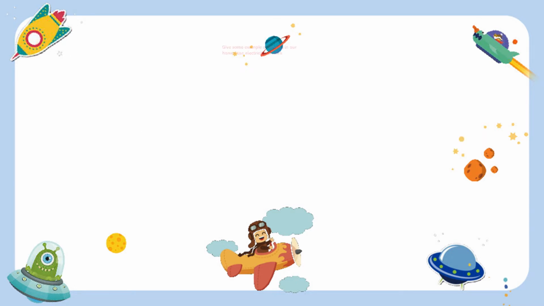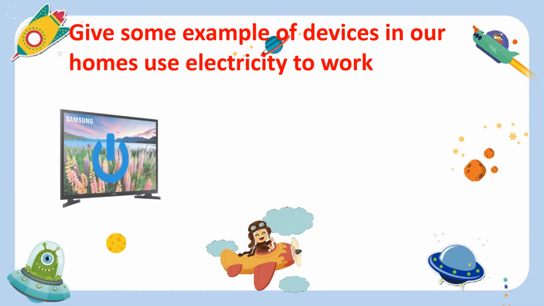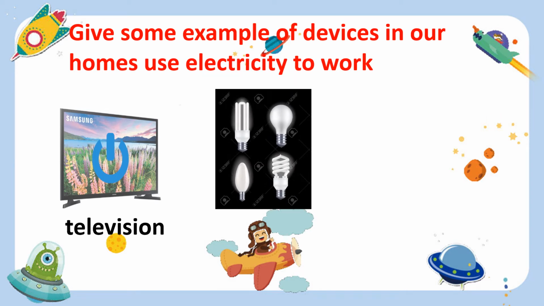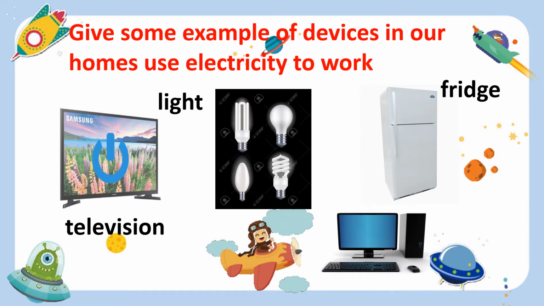Now, can you give some examples of devices in our homes that use electricity to work? Okay, so you have television. Very good. Next. All right. Light. Okay, what else? Very good. This is refrigerator or fridge. Fridge. Okay, one more. And computer. Very good.